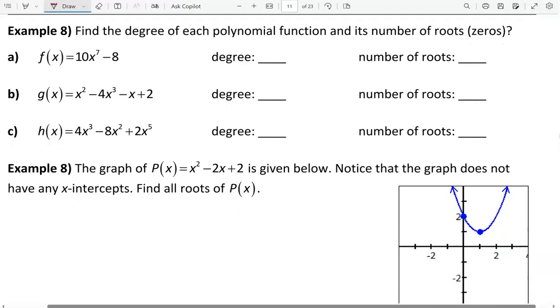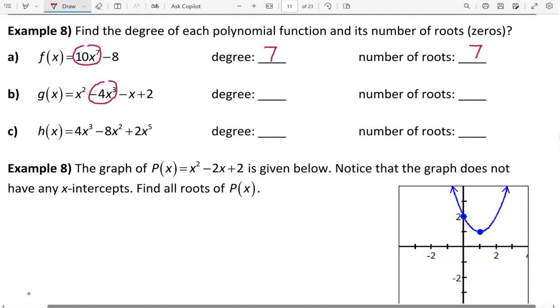Let's talk about the concept of degree. In example 8a, you'll notice that the highest exponent on x in that equation for f of x is 7. That means that the degree of this polynomial is 7, and we're expecting 7 roots to this polynomial. In b, you'll notice that the leading term is out of order, right?